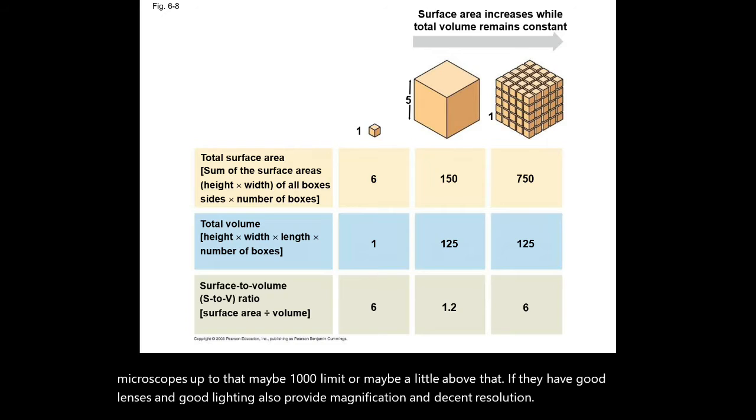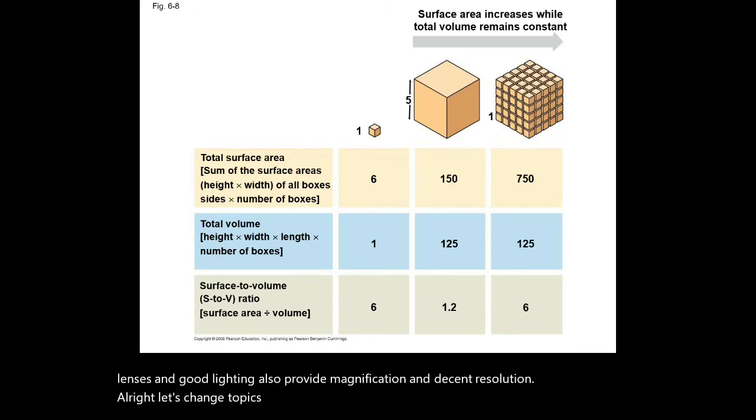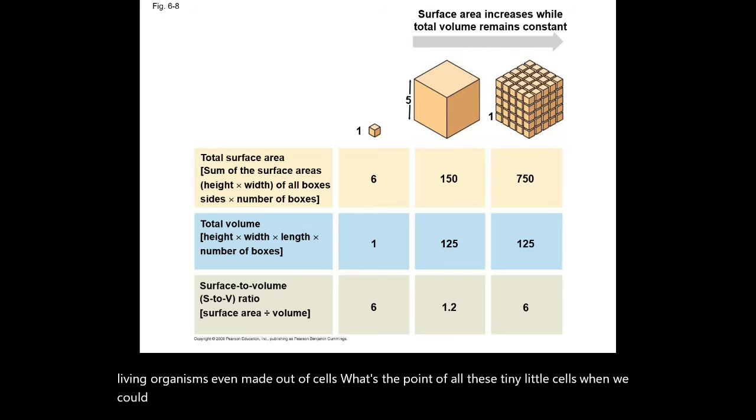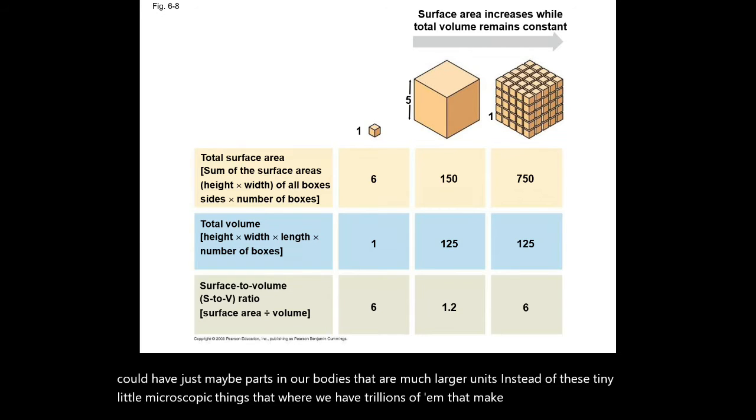All right, let's change topics a little bit. Let's talk about why we even have cells. Like, why are living organisms even made out of cells? What's the point of all these tiny little cells when we could have just maybe parts in our bodies that are much larger units instead of these tiny little microscopic things where we have trillions of them that make us up? And the answer comes down to surface area to volume ratio.